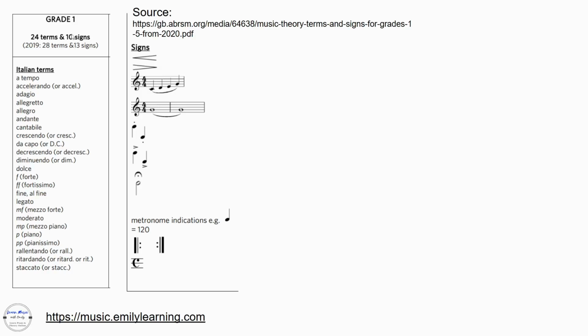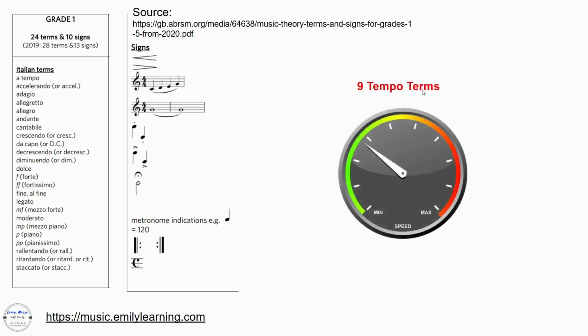So now, let's first take a look at all the music terms and signs that you are required to know for the Grade 1 ABRSM Music Theory exam. There are 24 terms and 10 signs, and out of these, there are 9 tempo terms. So what are tempo terms? Well, tempo refers to the speed at which you will be playing the piece of music. For this video, we'll be focusing on these 9 tempo terms.